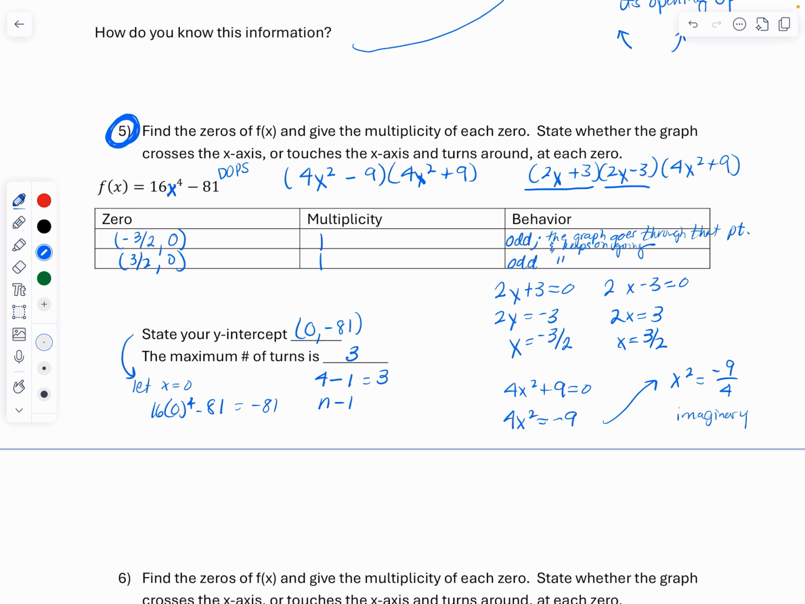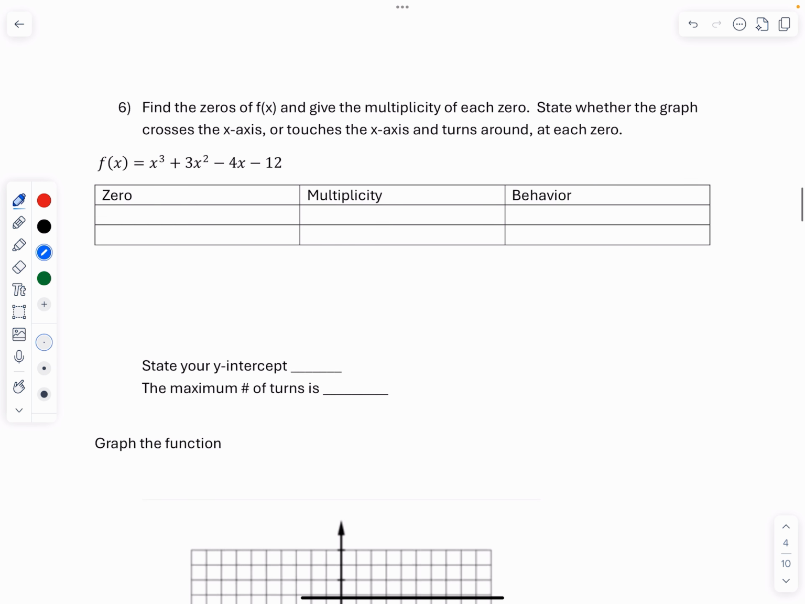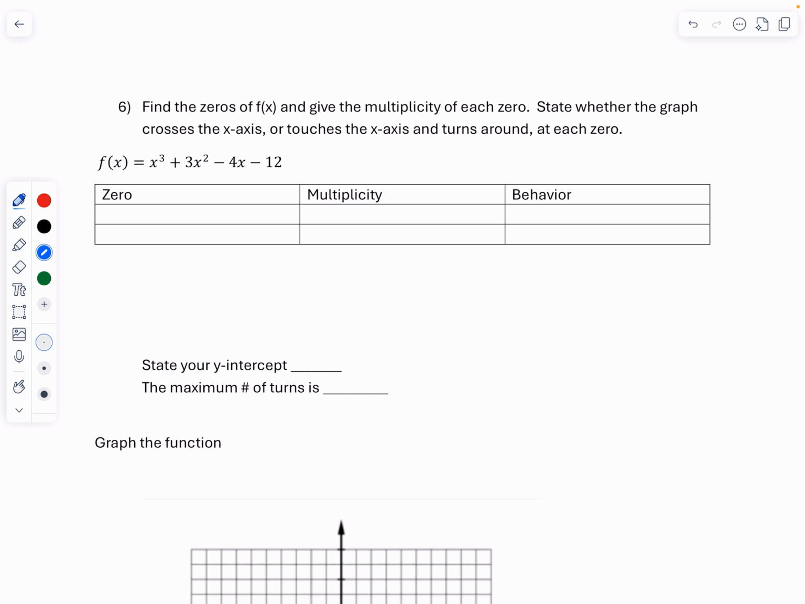Okay, let's look at the next one, number 6. The same kind of question: find the zeros, state the y-intercept, maximum number of turns, etc. We have x cubed plus 3x squared minus 4x minus 12. I see 4 terms, so I'm going to try grouping. I'm going to group x cubed plus 3x squared together, and I'm going to group negative 4x minus 12 together.